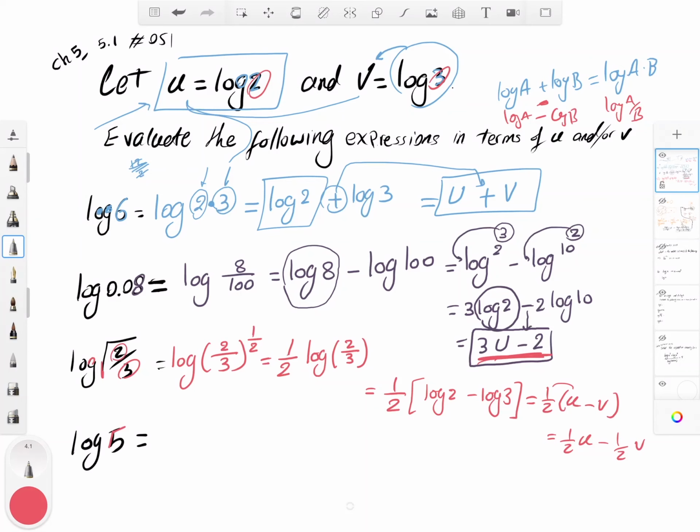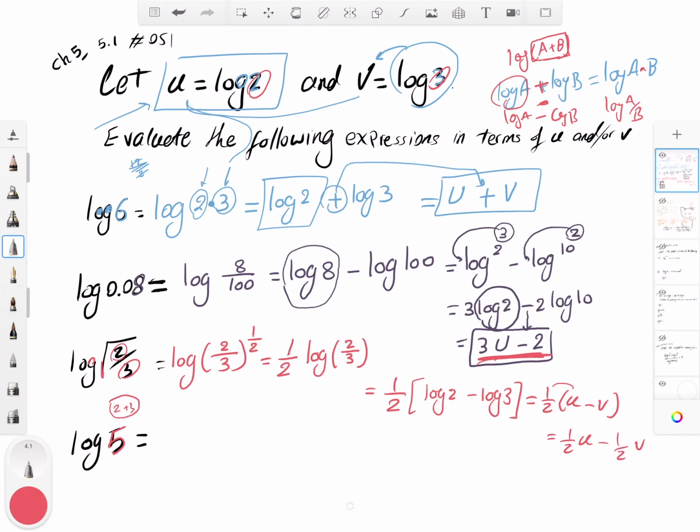Log of 5. So how can we get 5 from 2 and 3? We know 5 is 2 plus 3, but we don't have a formula for log of a plus b. We have log of a plus log of b, but inside of the parenthesis, we don't have addition. We have only multiplication and division.